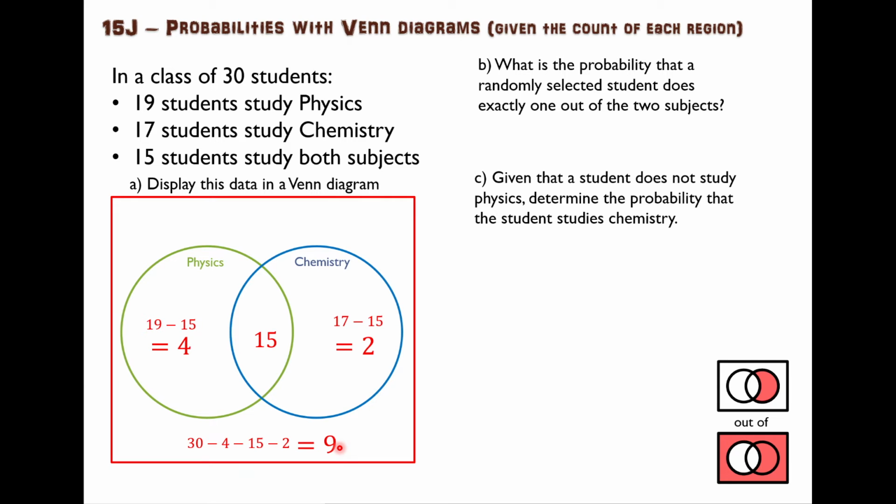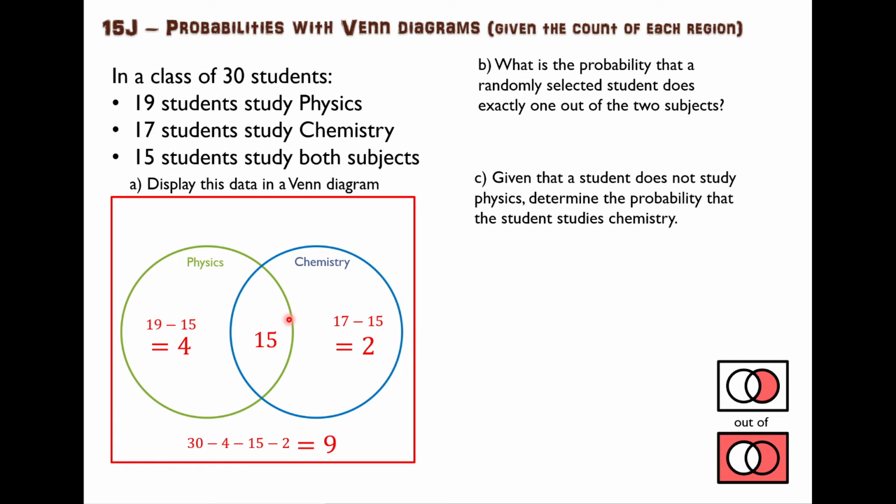Let's just double check that this works. We already checked physics. Let's check chemistry. 15 plus 2 is 17 students study chemistry. Good. 15 students study both subjects. Yes, there's a 15 in the intersection of both subjects. And the total number of students, 4 plus 15 is 19, plus 2 is 21, plus 9 equals 30. Good, so we can check that this diagram matches this information.